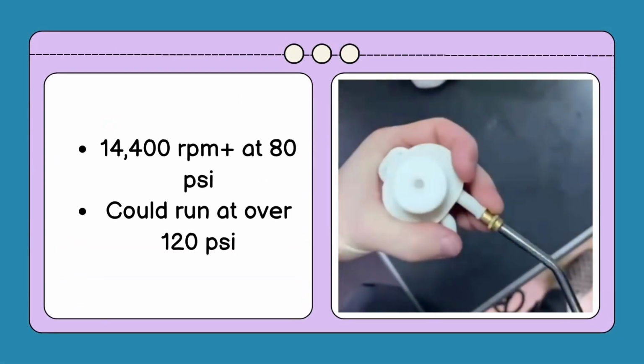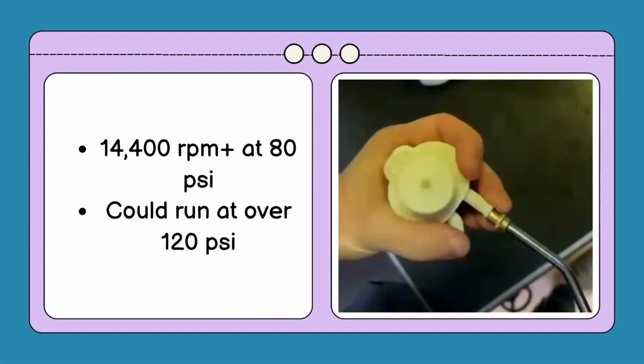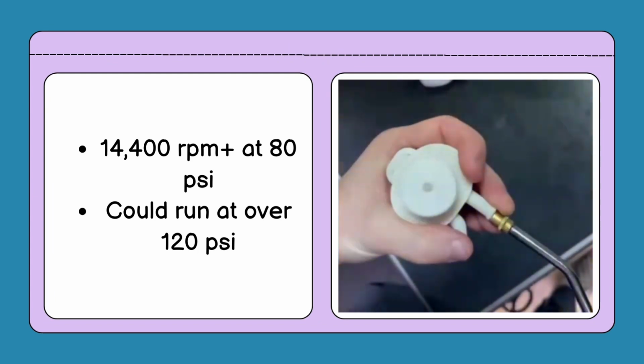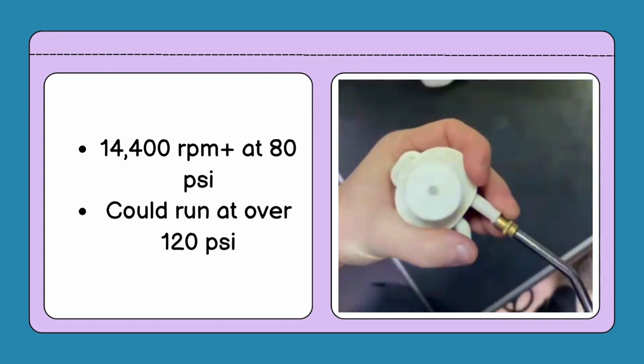To gauge how fast the engine ran, we reviewed the footage in slow motion to find that it was spinning at 14,400 plus RPM at 80 psi. The engine could also run at over 120 psi.